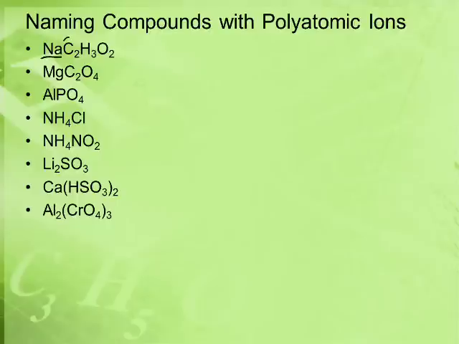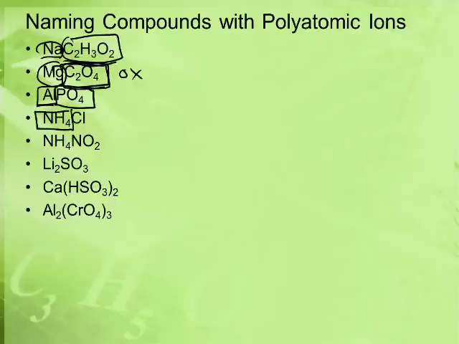So this one is sodium acetate. That's the acetate. This next one is magnesium oxalate. So remember the cow. Ox also spells cow. Ox is kind of like a cow, and that's what this spells, cow. Aluminum phosphate. Now this is our first, so we have to really recognize this is our first positive polyatomic.